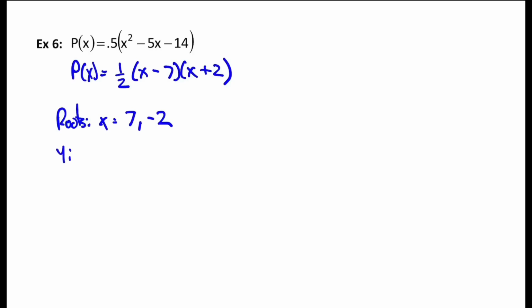The y-intercept. Remember, this is found by setting x equal to 0. So I've got this -14 and then half of that. So it's going to be 1/2 of -14, and it's going to be -7. Tails. What do we have here? We have a positive quadratic, so both up. And we just have to sketch.